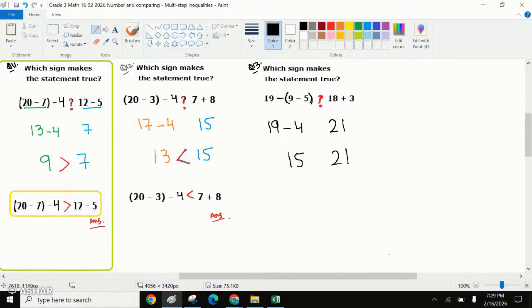And we know that, what do we know? 15 is always less than 21, right? Or 21 is greater than 15. So what we can do is we can change the sign. We can say 19 minus 9 minus 5, right? 9 minus 5 was 4. 19 minus 4 would be 15, is less than 18 plus 3. Or 18 plus 3 is greater than the left hand side of the equation.